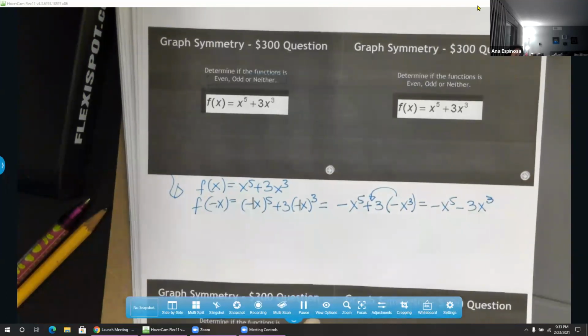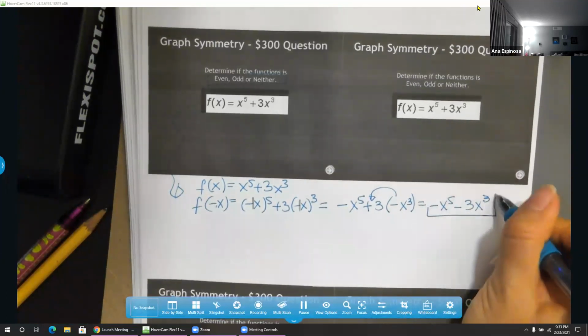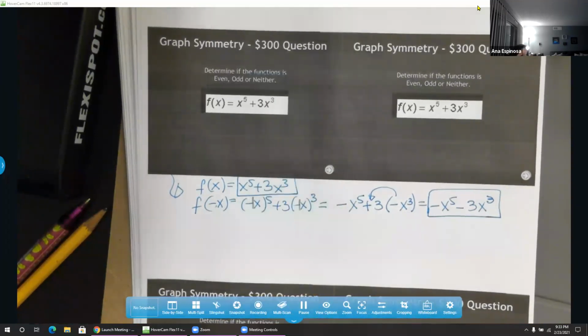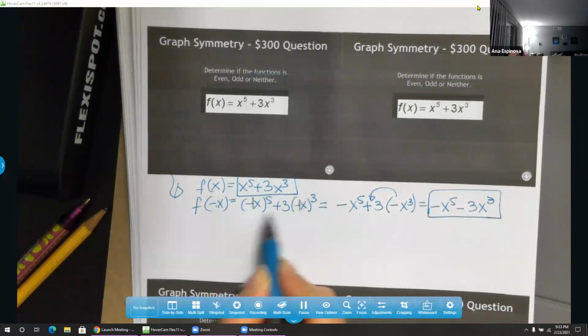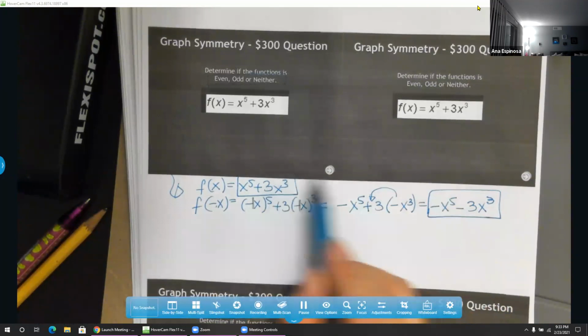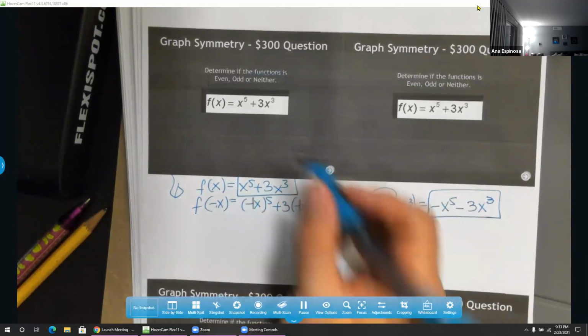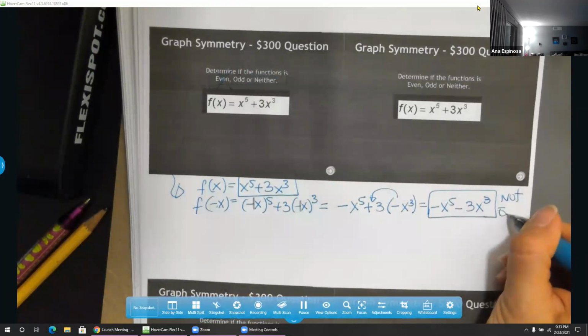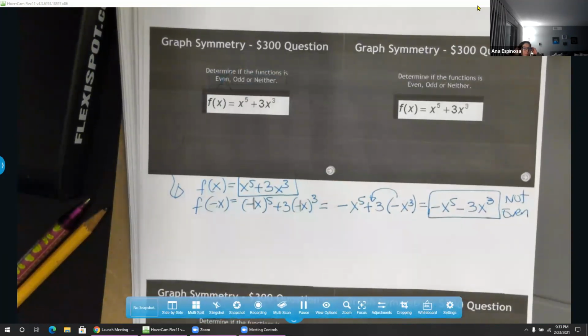Now the question is, is this function exactly the same as this one? The answer is no. So when you plug in a -x into the right-hand side and you do not end up with the same thing, then that means this is not even. So you would cross off even. If you would have ended up with the same exact function, it would have been even.